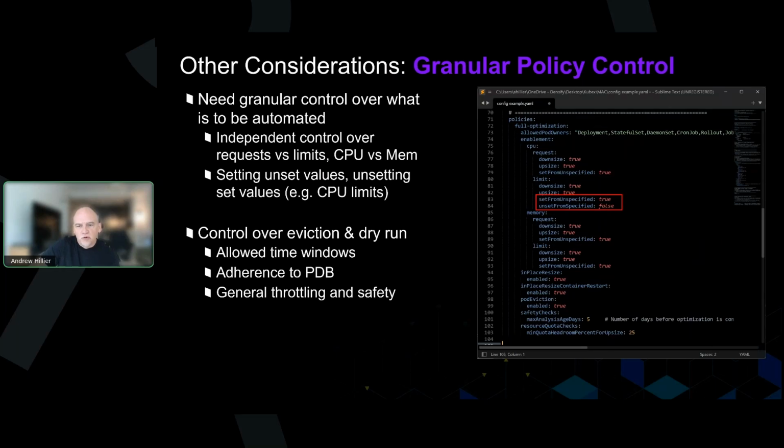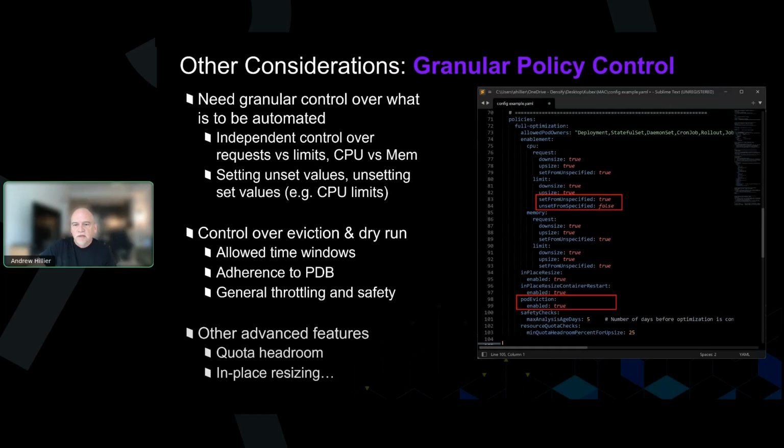We need control over the evictions and dry runs and all that kind of stuff. So you see here, we can enable pod eviction. You can just wait for the thing to restart and it'll mutate, or you can actively evict things and restart them within the pod disruption budget to make the optimization happen faster. And that's usually desired because you don't want to wait a year to save money. So there's all kinds of settings in here. There's settings for the eviction, there's settings for throttling, that kind of stuff to make sure that you're doing it in a very safe way. And some other advanced things, like I want to make sure I leave headroom in my quota, or I want to use in-place resizing, which is very important.